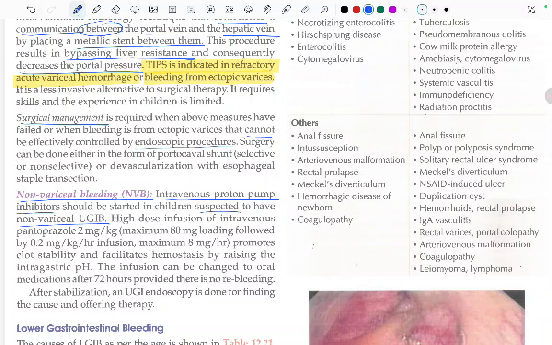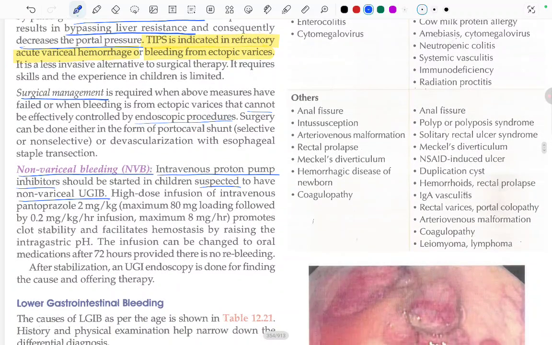Okay, so in case of any non-variceal bleeding, we have to give high dose infusion of pantoprazole. I'm reading this for the first time. This high dose infusion of the IV pantoprazole 2 mg per kg promotes the clot stability and facilitates the hemostasis by raising the intragastric pH. So the infusion can change to oral medication after 72 hours provided there is no rebleeding, and after stabilization an upper GI endoscopy is done for finding the cause and offering the therapy.